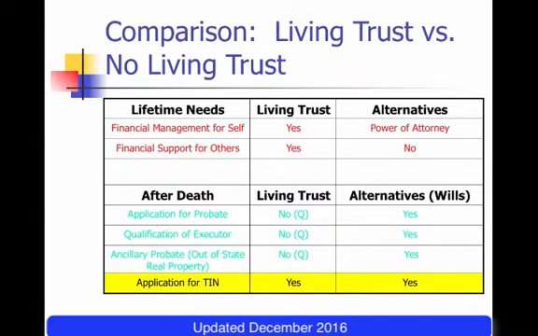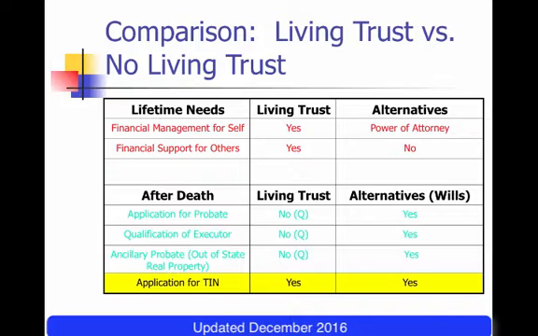Now we're into another step called the application for a taxpayer identification number. And you see whether you have a revocable living trust or you don't, it will be necessary to get a taxpayer identification number for either the trust or the estate. Now, the taxpayer identification number is a number that a separate tax entity will get, and when that tax entity files an income tax return, it's supposed to use that number, just like we use our Social Security numbers on our individual income tax returns.